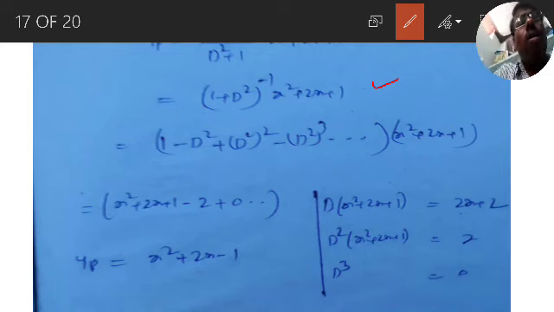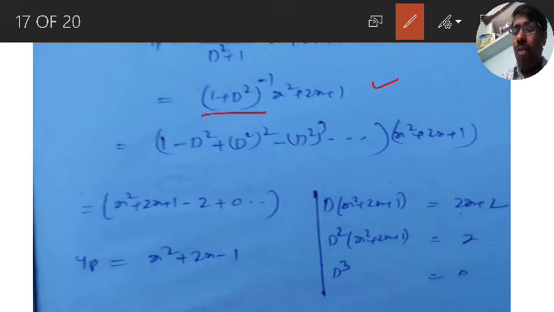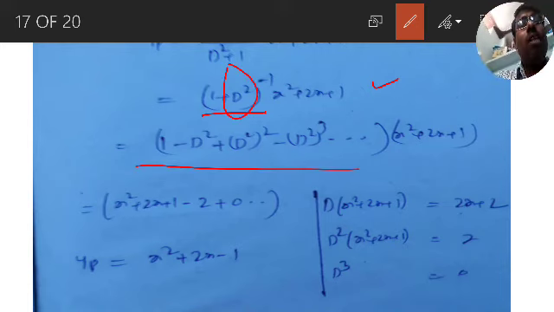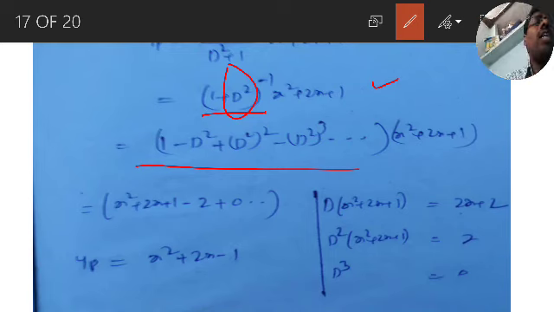So now the formula. Which form is it of? 1 plus d whole power of minus 1, which is 1 minus d plus d square minus d cube plus d power of 4, like that, plus minus plus minus. But in place of d, what are you having? D square. So substitute that: 1 minus d square plus d square whole square minus d square whole cube plus d square whole power of 4 minus d square whole power of 5 and so on, of x square plus 2x plus 1.